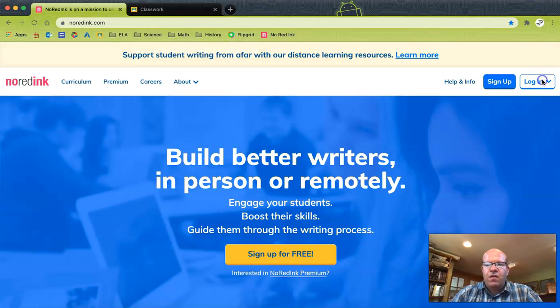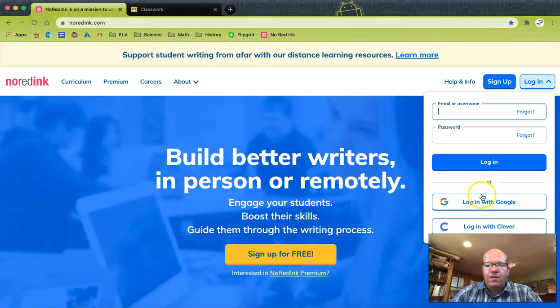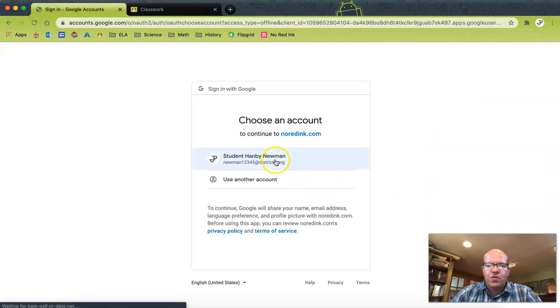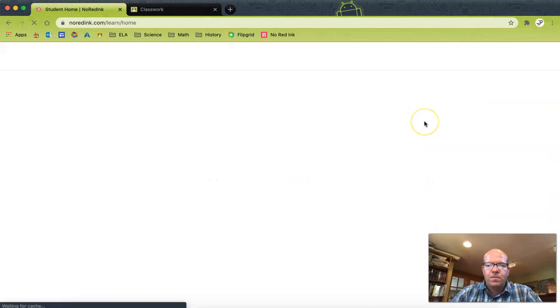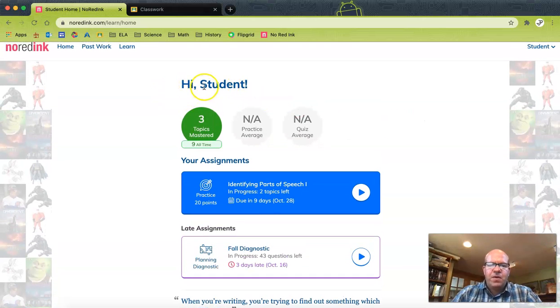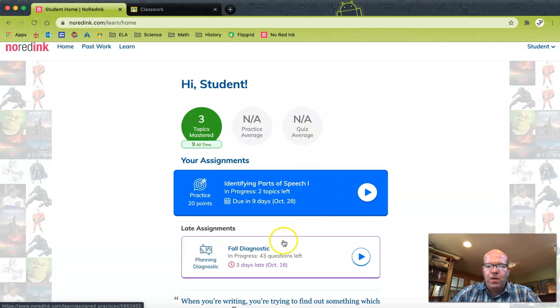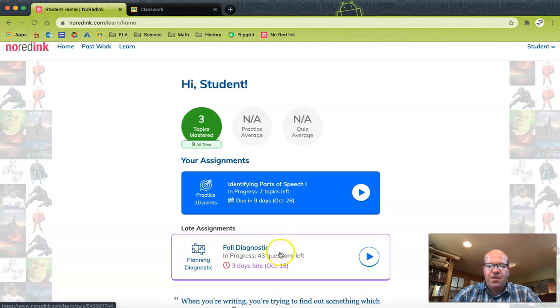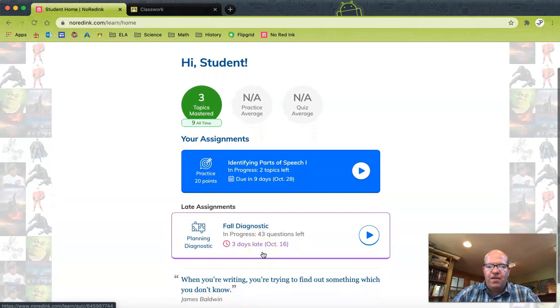When you log in, you're going to log in with Google. So you click Login with Google. Choose your name. And now you're in. On your screen, it'll say hi and then your name up here. The assignment that is most current will show up in blue. If you are missing something, it will show up down below as a late assignment.